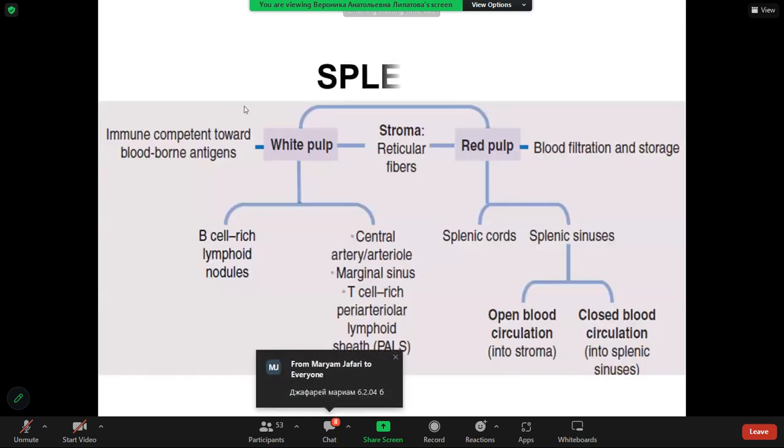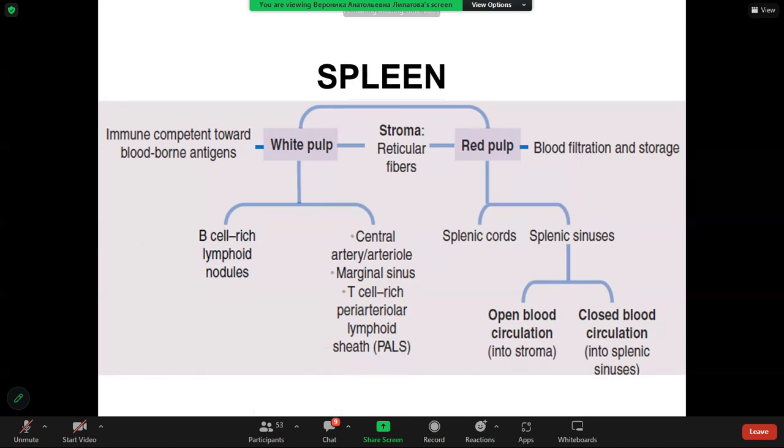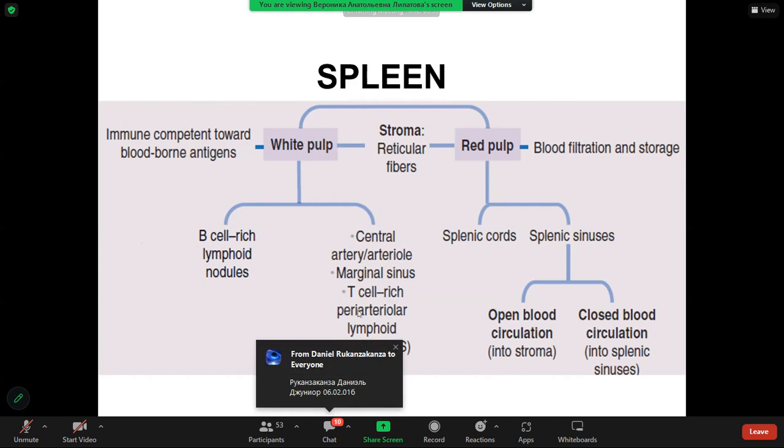This picture demonstrates the components of white pulp. Remember that for each of peripheral organs of immune system, you must know so-called B zone and T zone. B zone in white pulp are lymphoid nodules, and T zone, this is central artery arteriole or periarterial lymphoid sheath, PALS.